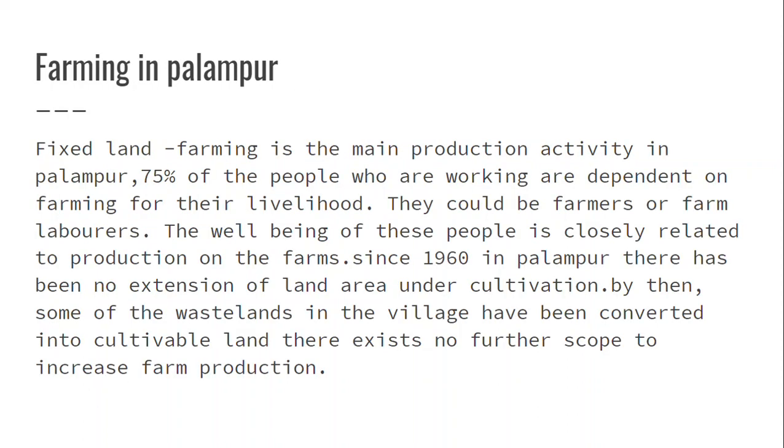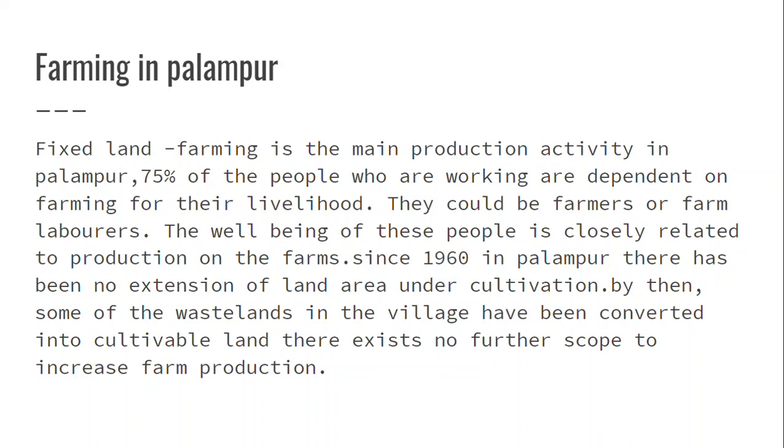Now, the farming in Palampur. There's fixed land. Farming is the main activity in Palampur. 75% of the people who are working are dependent on farming for their livelihood. They could be farmers or farm laborers. There's a difference between them both. A farmer owns the land, and a farm laborer works for the farmer, but they don't own the land. The well-being of these people is closely related to the production on the farm. Only if the farm laborers or the farmers are well, you can actually have a good production.